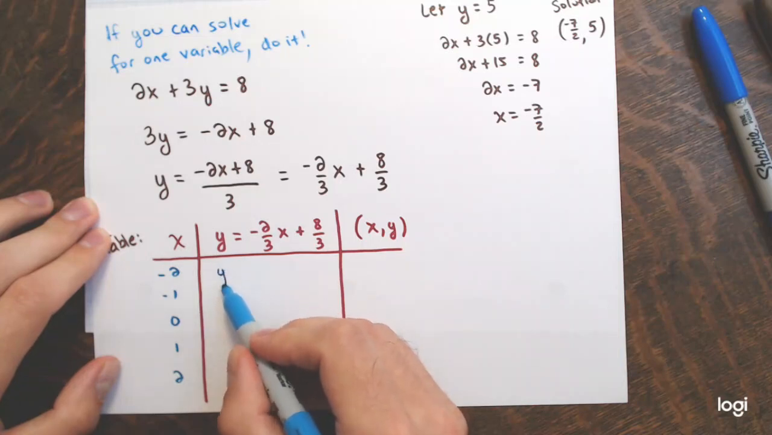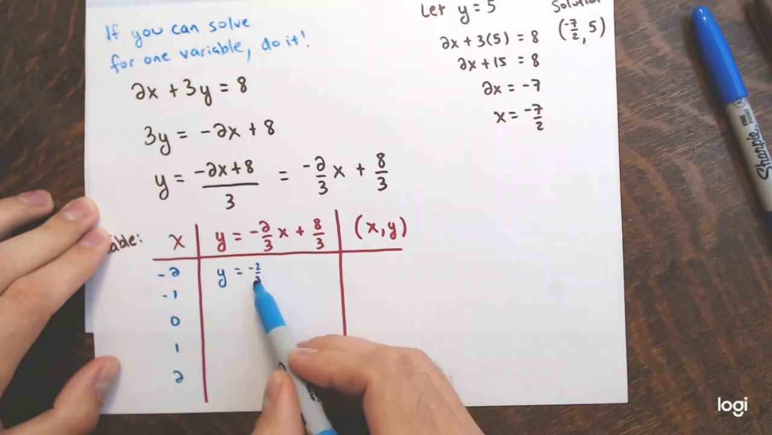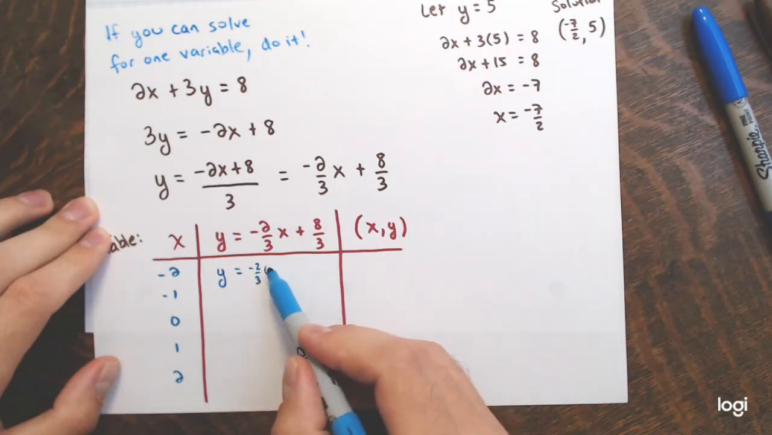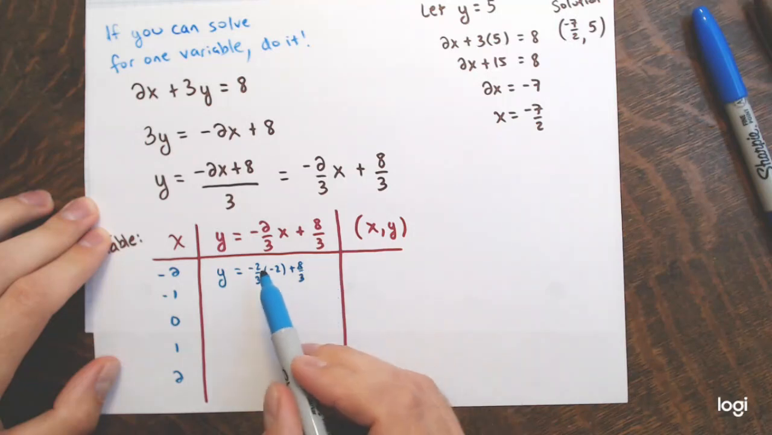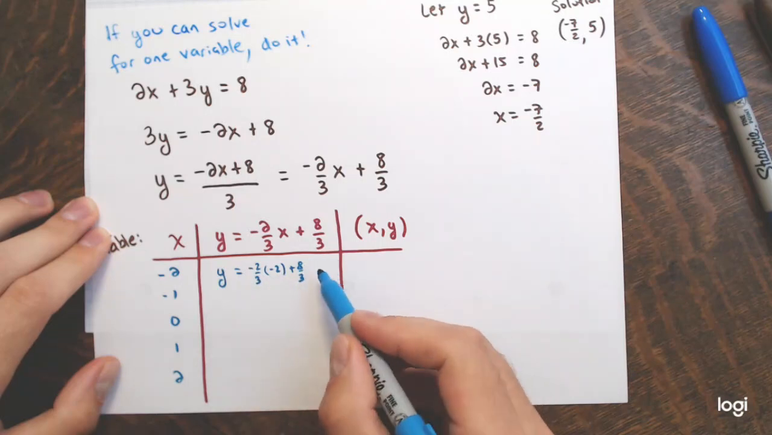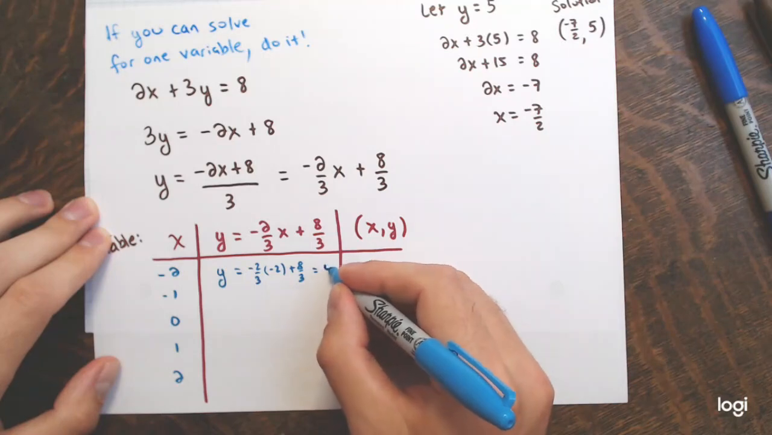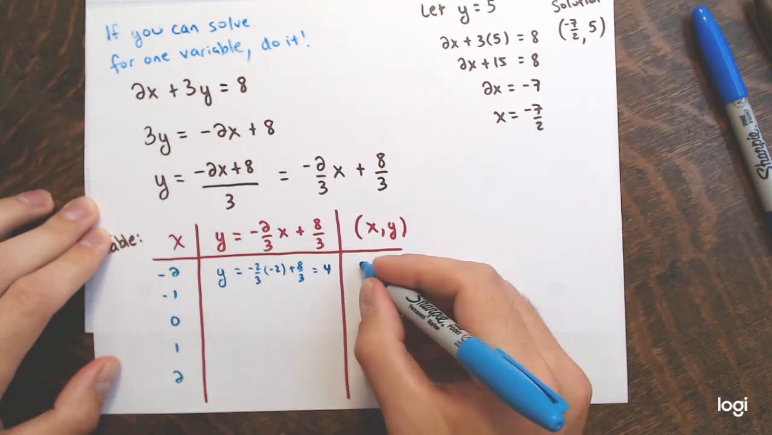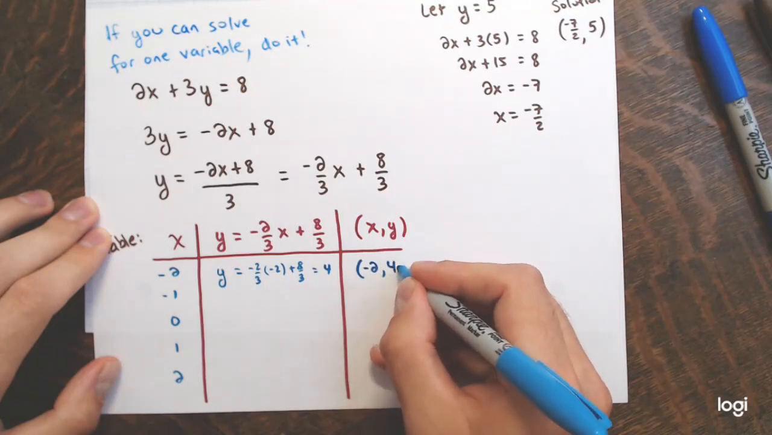So this one, y equals now negative 2/3 times -2 plus 8/3. Right? This would be 4/3, right? Negative times negative, that'd be positive 4/3 plus 8/3. That'd be 12/3. All right, and 12 divided by 3 is 4. So the ordered pair I'd be applying there has an x-coordinate of -2, a y-coordinate of positive 4. Very nice.